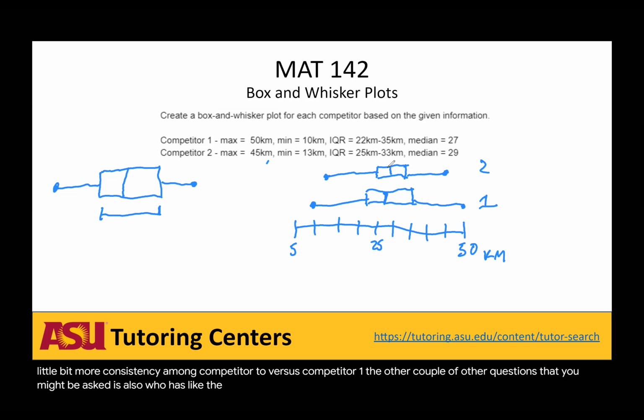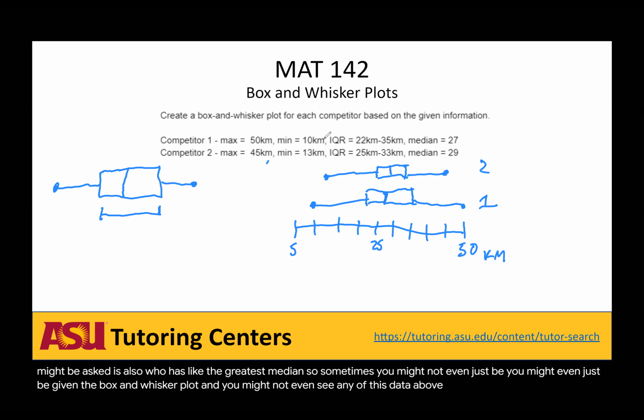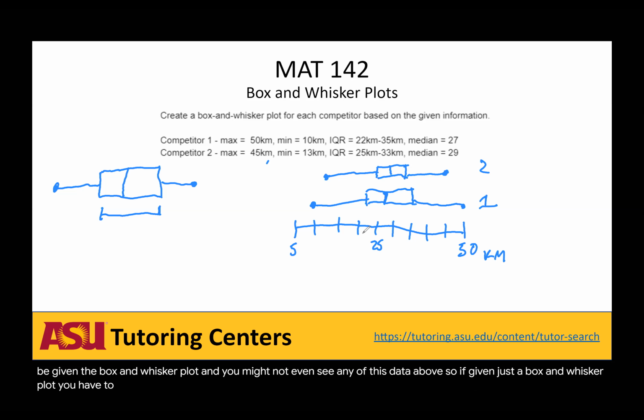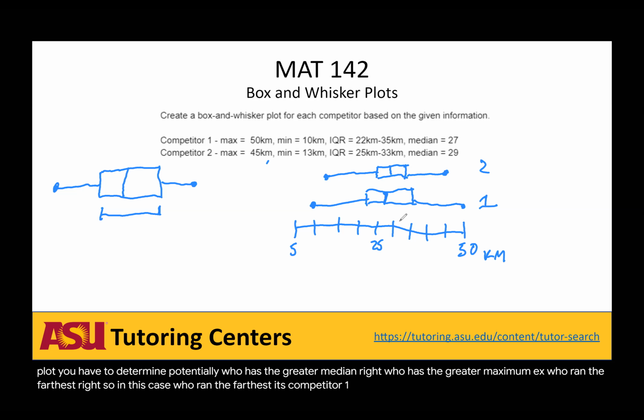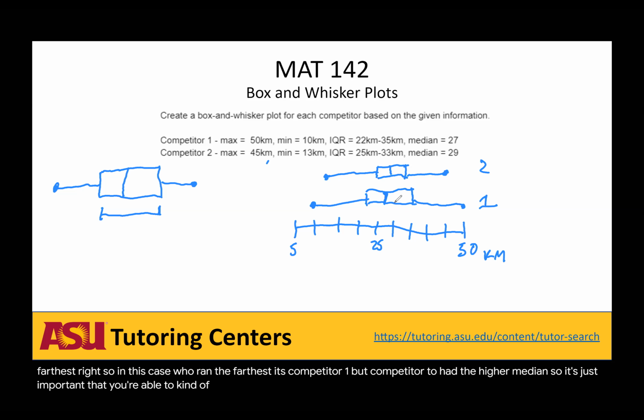The other questions that you might be asked are who has the greatest median. Sometimes you might even just be given the box and whisker plot, and you might not see any of this data above. So if given just a box and whisker plot, you have to determine potentially who has the greater median, right? Who has the greater max, who ran the farthest, right? In this case, who ran the farthest is competitor 1, but competitor 2 had the higher median. So it's just important that you're able to read graphs like this and remember the basic parts of a box and whisker plot, right?